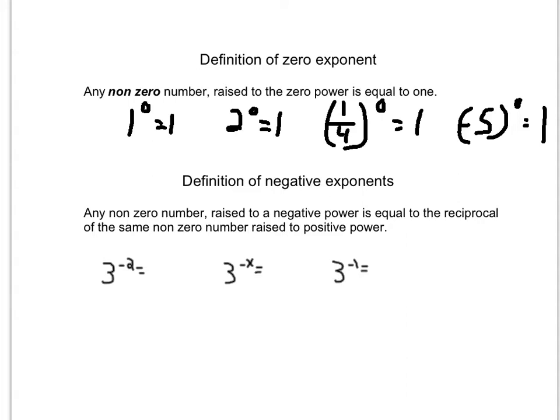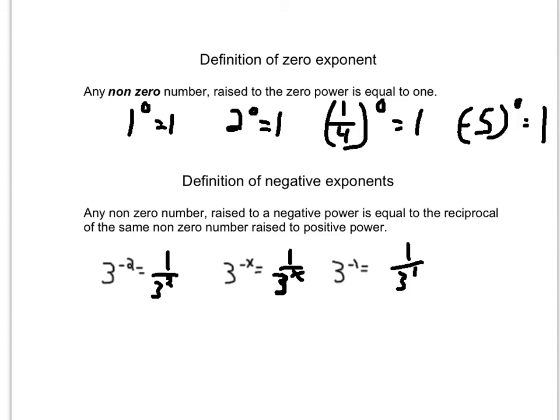Now, the definition of negative exponents: any non-zero number raised to a negative power is equal to the reciprocal of that number raised to a positive power. So 3 to the negative second is the same as 1 over 3 to the positive second. 3 to the negative x is the same as 1 over 3 to the x. 3 to the negative first is the same as 1 over 3 to the first, and so on. Okay? So that's how negative exponents and zero exponents work.